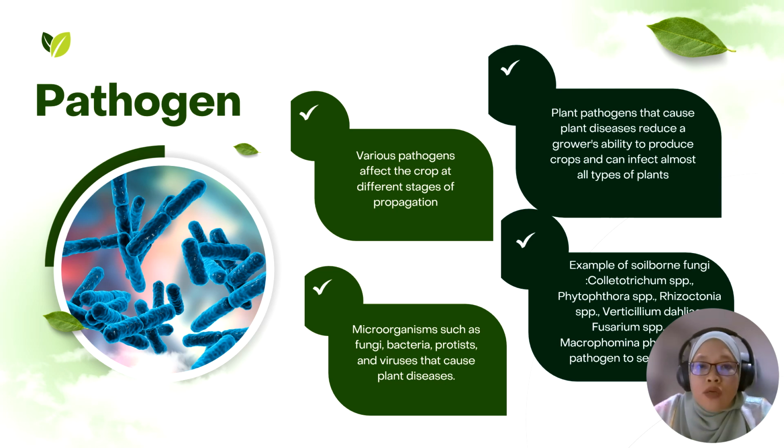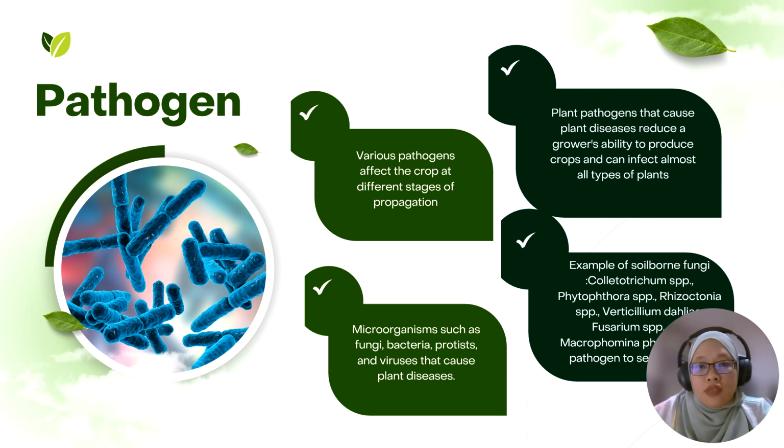Bacteria, which can cause leaf spot, soft rots, and vascular disease. Viruses, which are often transmitted by insects and result in stunted or deformed growth. Protists such as Plasmodiophora that cause clubroot disease in brassica. Let's take a look at some soil-borne fungal pathogens that are particularly dangerous to seedlings.